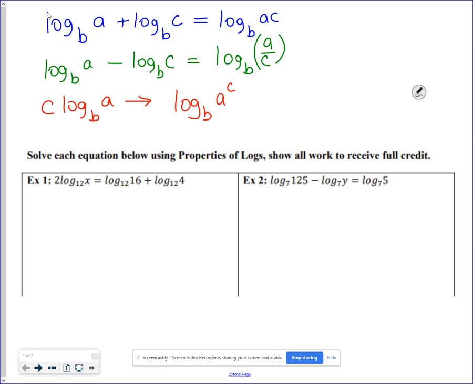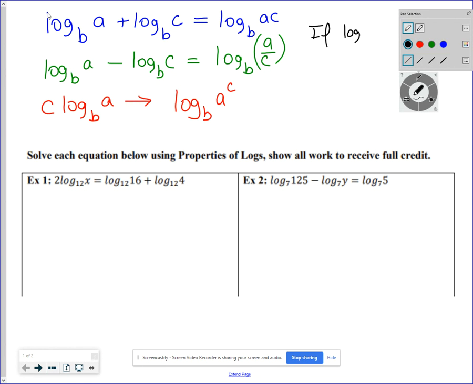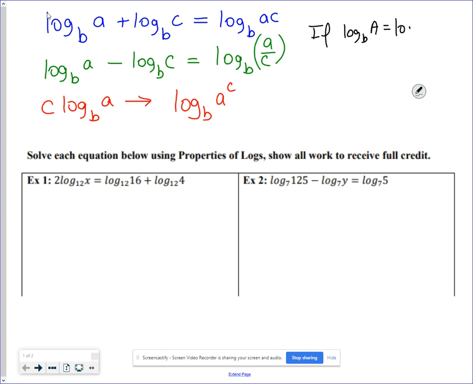And then we also had a rule a couple weeks ago that said if you have log base b of a is equal to log base b of c, then a would equal c. Basically, if you get two logs and they're equal to each other, the logs cancel out and you just set a equal to c.